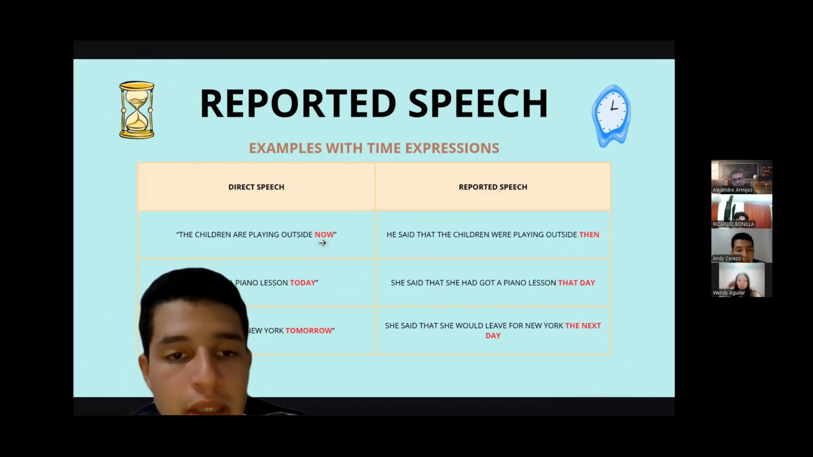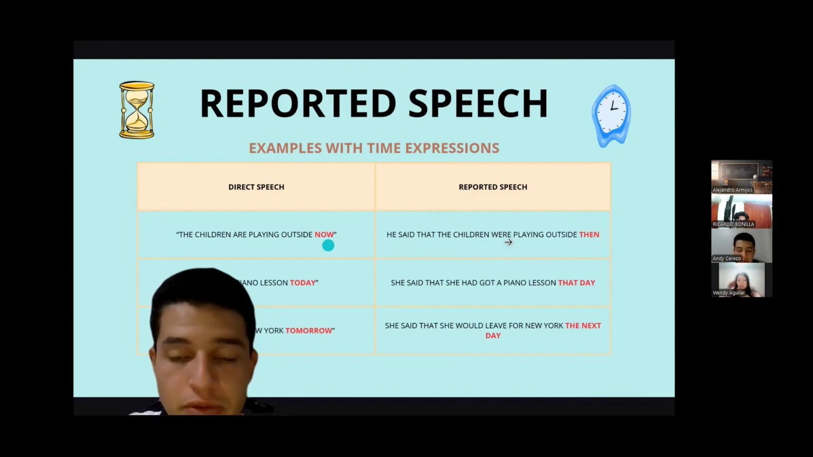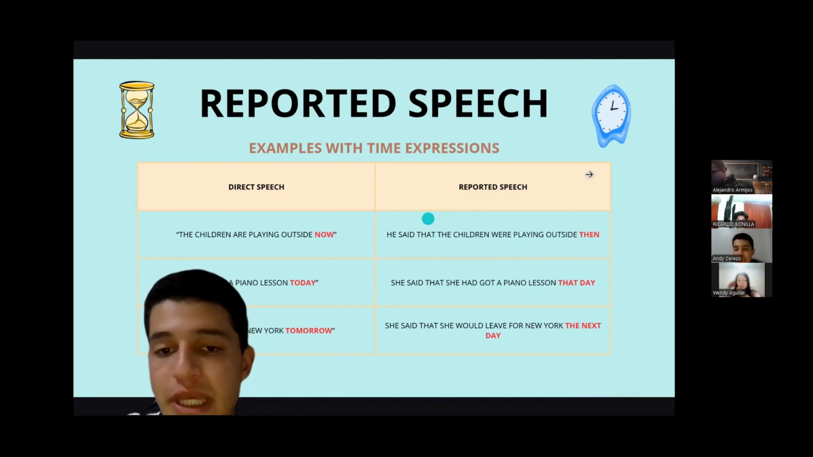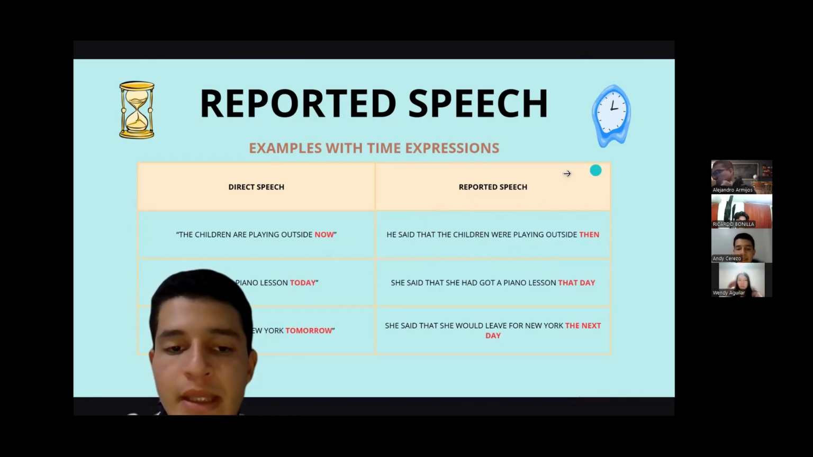Clearly, we have some examples for practice. First, in direct speech: the children are playing outside now. The red word is the time expression. In reported speech: he said that the children were playing outside then. Now changes to then.